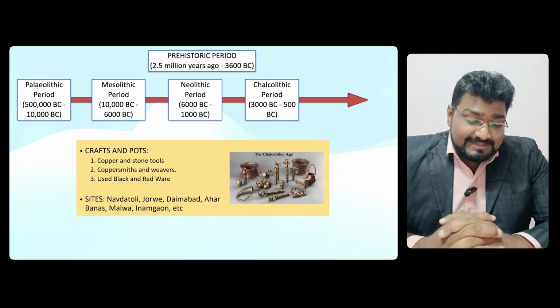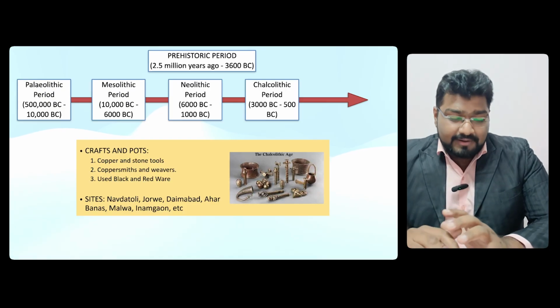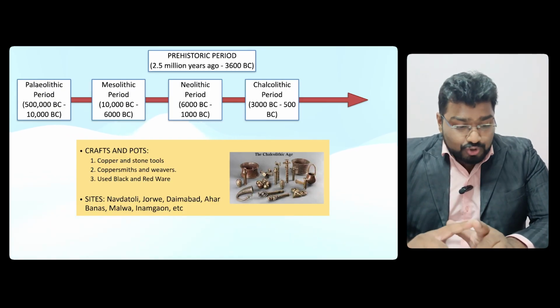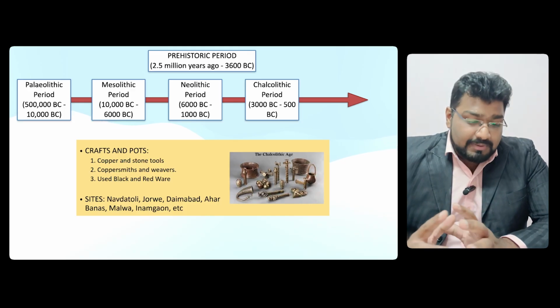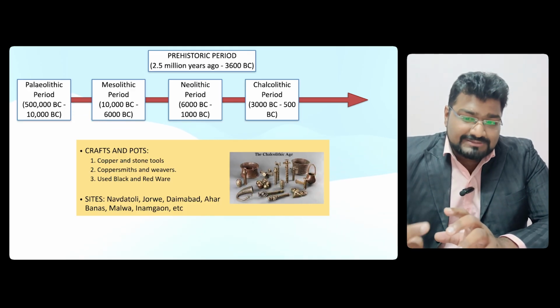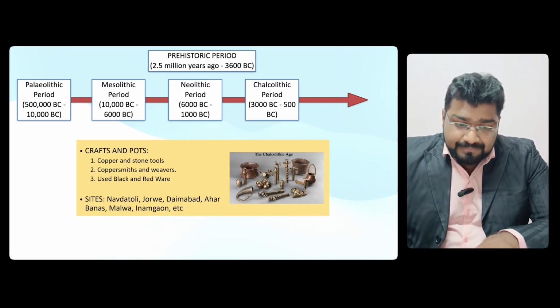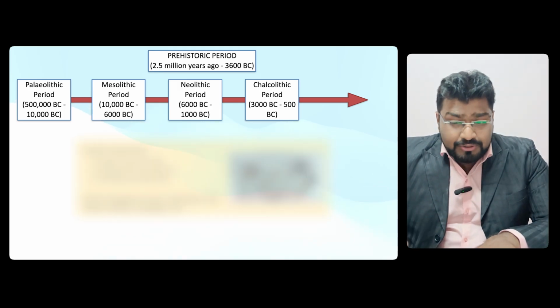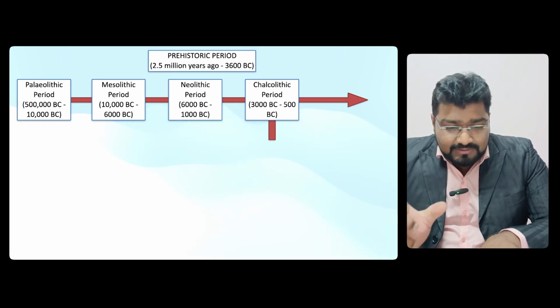Then what were the sites? You can see the sites are more oriented towards central India. Navdatoli, Jorwe. Okay, Jorwe culture is also there, the Chalcolithic culture. Daimabad, Ahar culture, Banas culture. Banas was the river on the bank of which this Chalcolithic period was surviving. Malwa, Inamgaon. Got it?